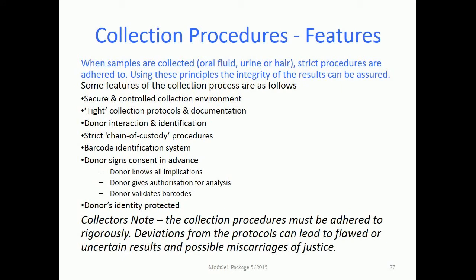Collection procedures, features. When samples are collected, oral fluid, urine or hair, strict procedures are adhered to. Using these principles, the integrity of the results can be assured. Some features of the collection process are as follows. Secure and controlled collection environment. Tight collection protocols and documentation. Donor interaction and identification. Strict chain of custody procedures. Barcode identification system. Donor signs consent in advance. Donor knows all implications. Donor gives authorization for analysis. Donor validates barcodes.